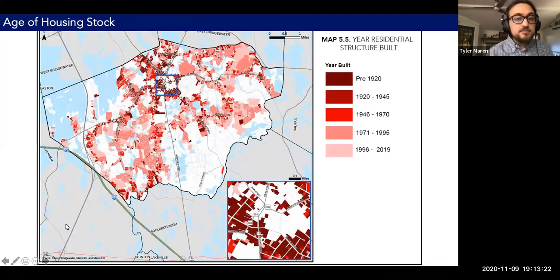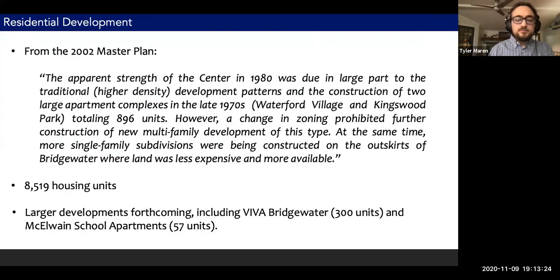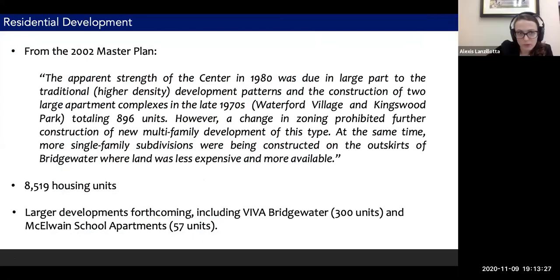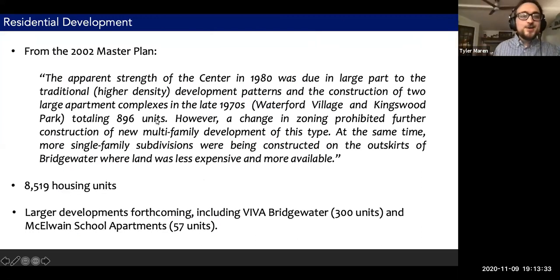Bridgewater's, sorry. Recently, oh, that's okay. Do you want me to go forward? I apologize. I was looking at the participant list. Am I on the right slide? This is good. Thanks, Alexis. Okay.